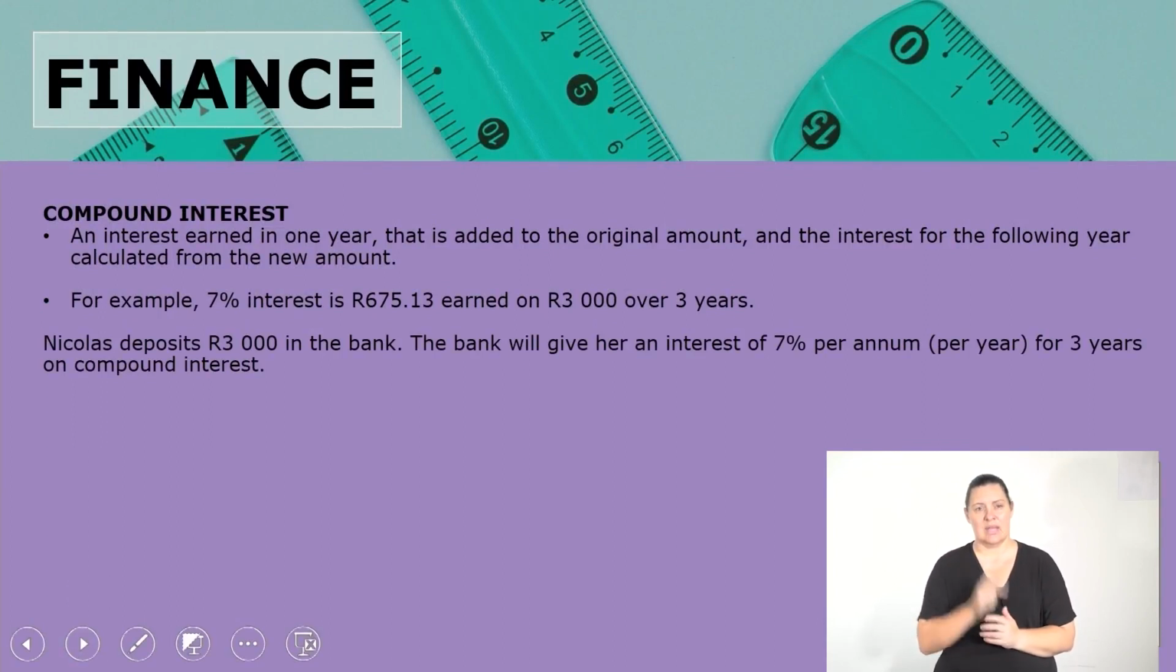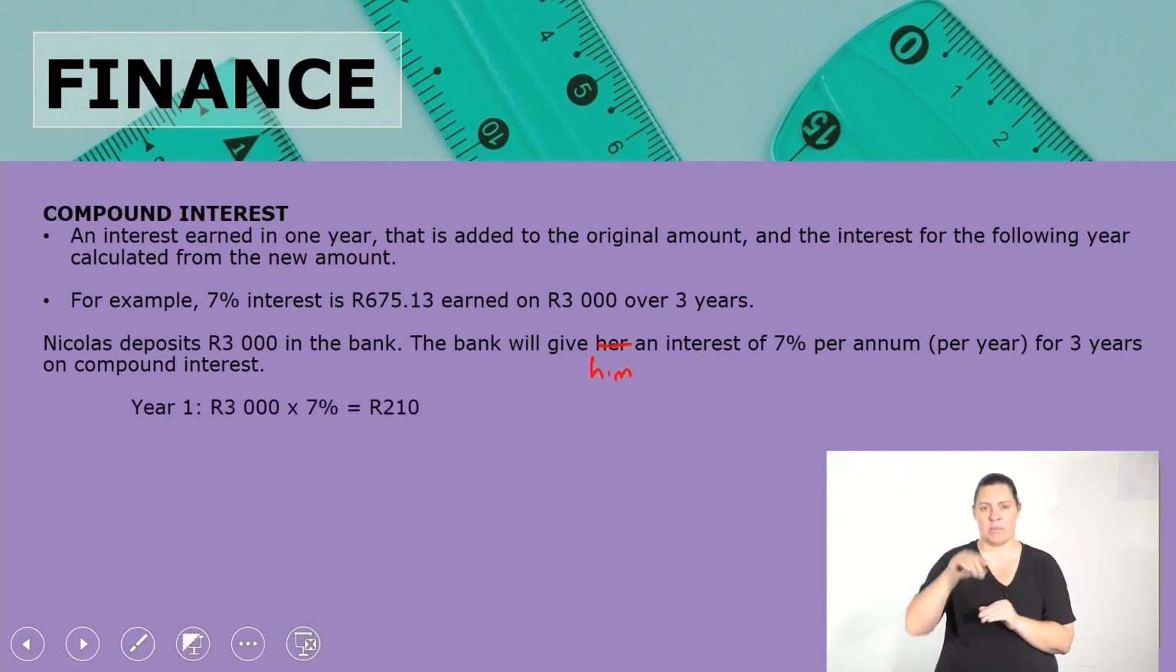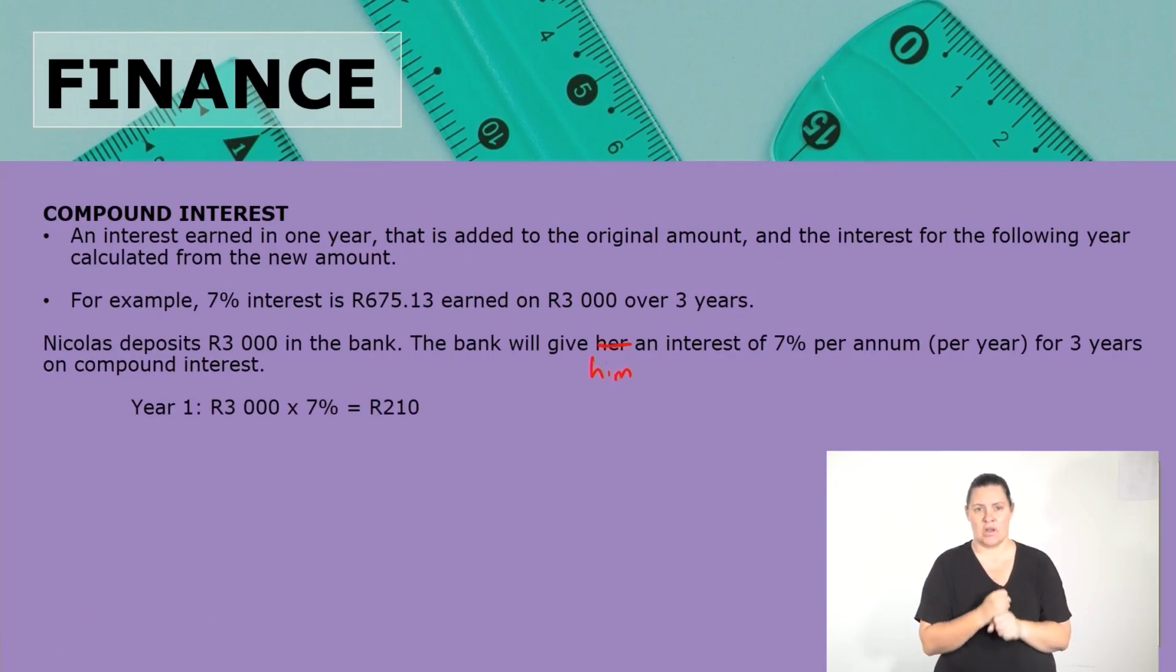Let's talk about Nicholas. Nicholas deposits 3,000 in the bank. The bank will give her an interest of 7% per annum, right? So for 7% per annum for 3 years on compound interest. So let's see how the interest is calculated for Nicholas on compound interest. In the first year, we have 3,000 rands and 7% of that is 210 rands.